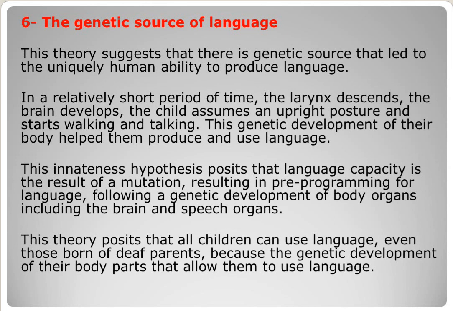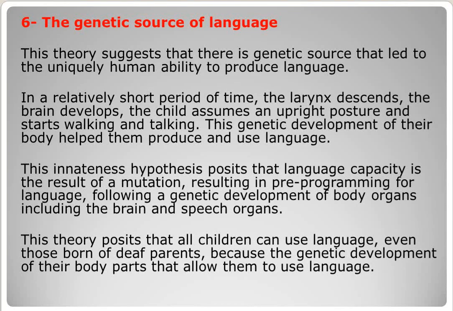So this genetic development within the organs of human beings, or the body of human beings, is similar to the development of language. Because of this genetic development, human beings can use the organs of speech in order to use language. Without this genetic development of the brain, the lips, the teeth, the tongue, there is no development of language. This is called the innateness theory or hypothesis of language origin, which posits that language capacity is the result of mutation and pre-programming for language, and this follows genetic developments of the body organs, including the brain and the speech organs.